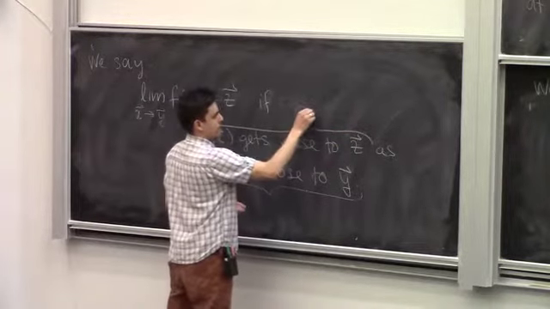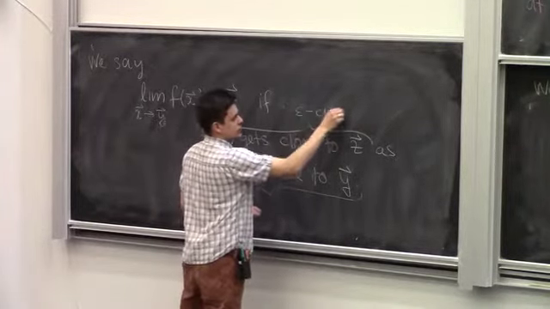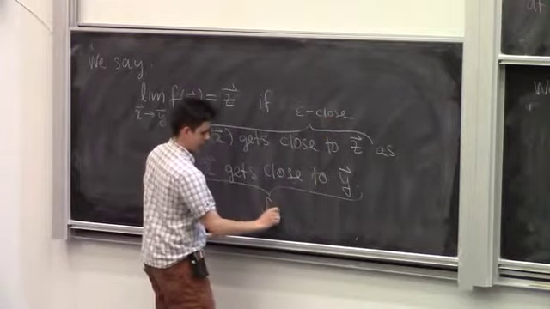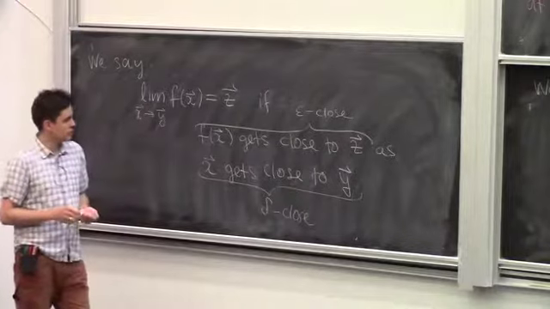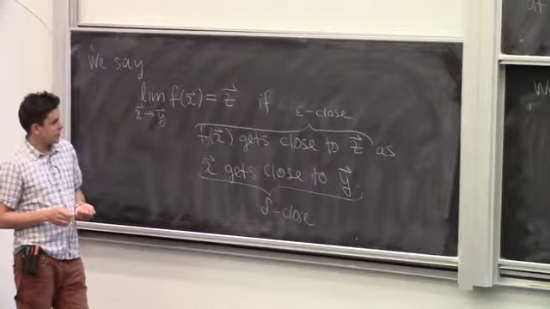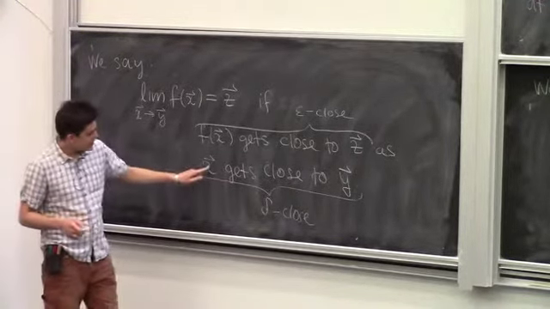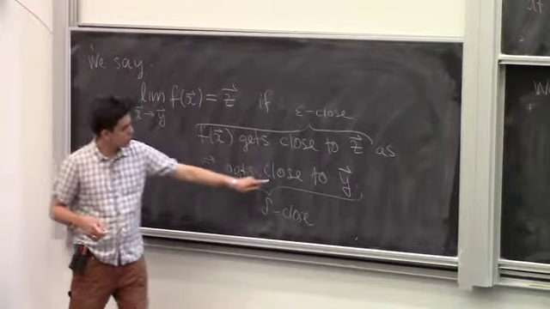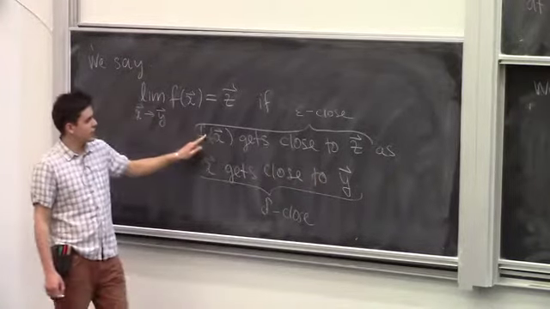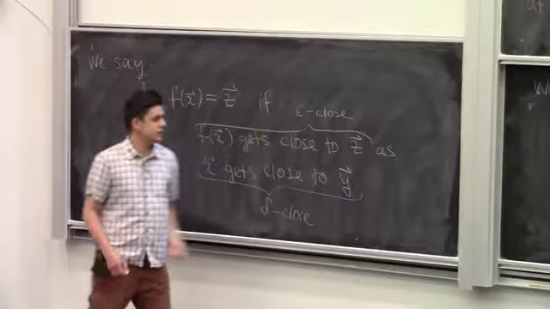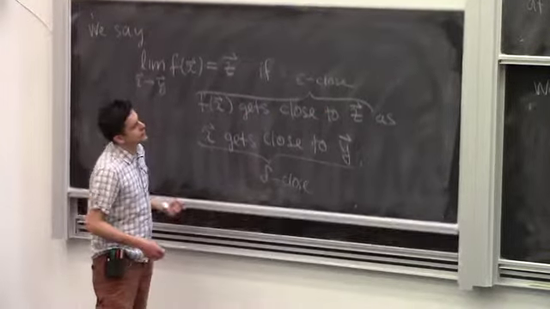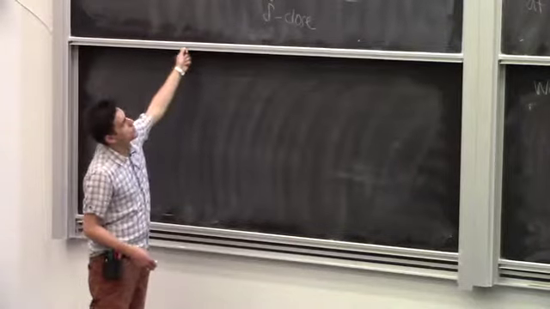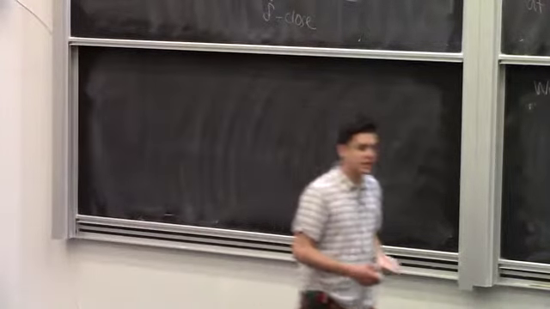Okay, this is epsilon close. And this is delta close. Okay, so when x gets delta close to y, f of x gets epsilon close to z. So it's a notion of approximation. Okay, so let's see an example in several variables now.